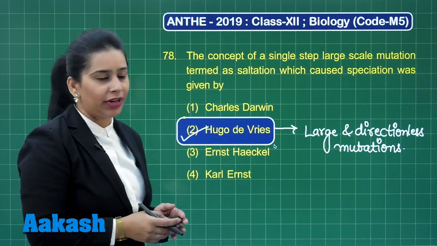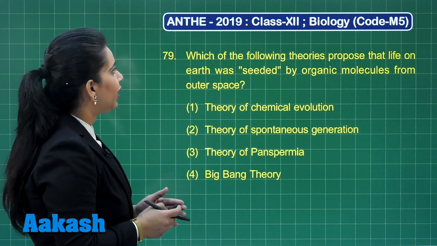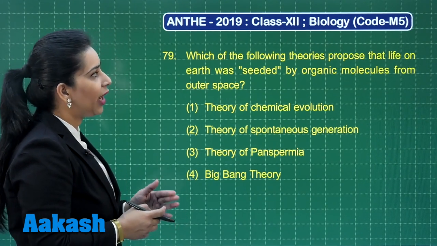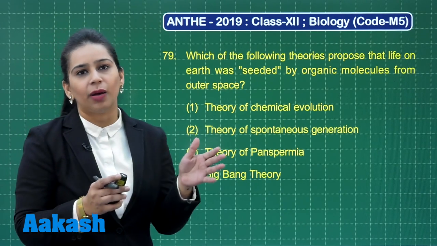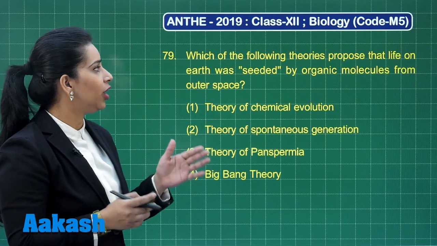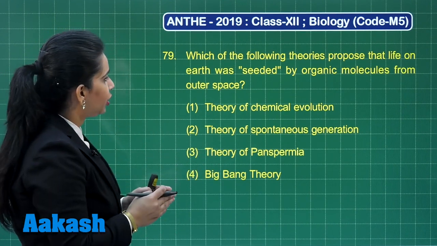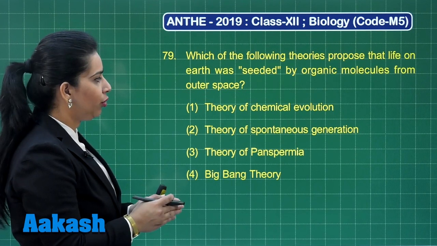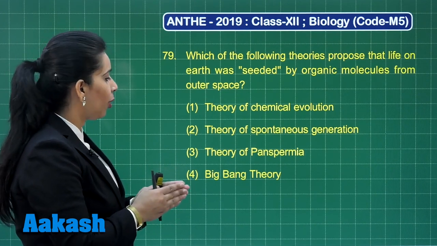Let's move to our next question. Which of the following theories propose that life on Earth was seeded by organic molecules from outer space? This question again comes from evolution and this is from the topic theories of origin of life, right? So, first is theory of chemical evolution, second theory of spontaneous generation, third theory of panspermia, fourth Big Bang theory.